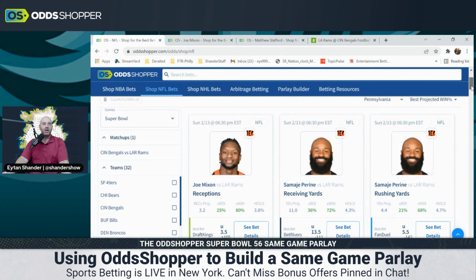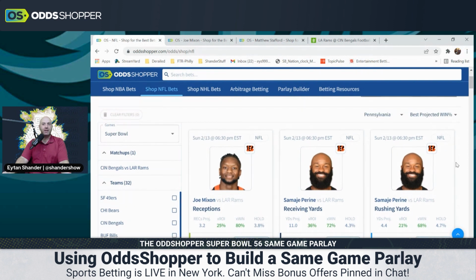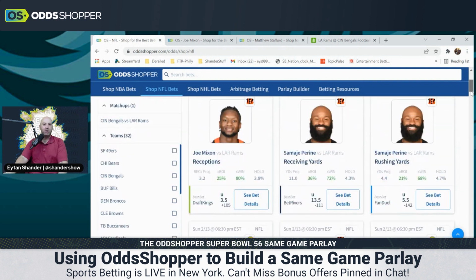So, we want to make sure that we're shopping NFL bets. I'm in Pennsylvania, and you can sort by whatever state you can legally place a wager. And then I'm going projected win percentage because, again, we're building these into a parlay. So I'm identifying plays that have a high X win percentage, and I want to put those up in my book. Now, in this case, I'm using DraftKings. So anything that I can see a best bet on DK is all the better.